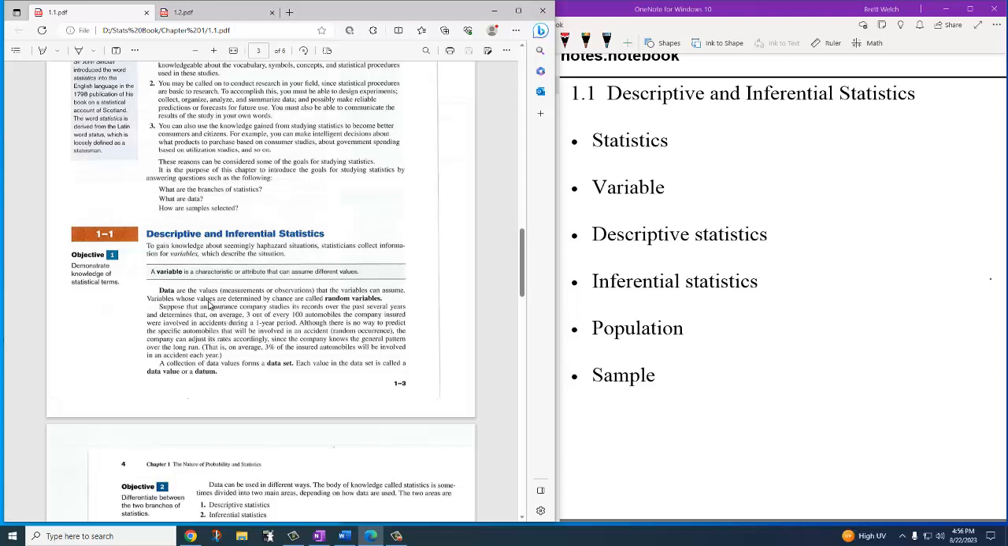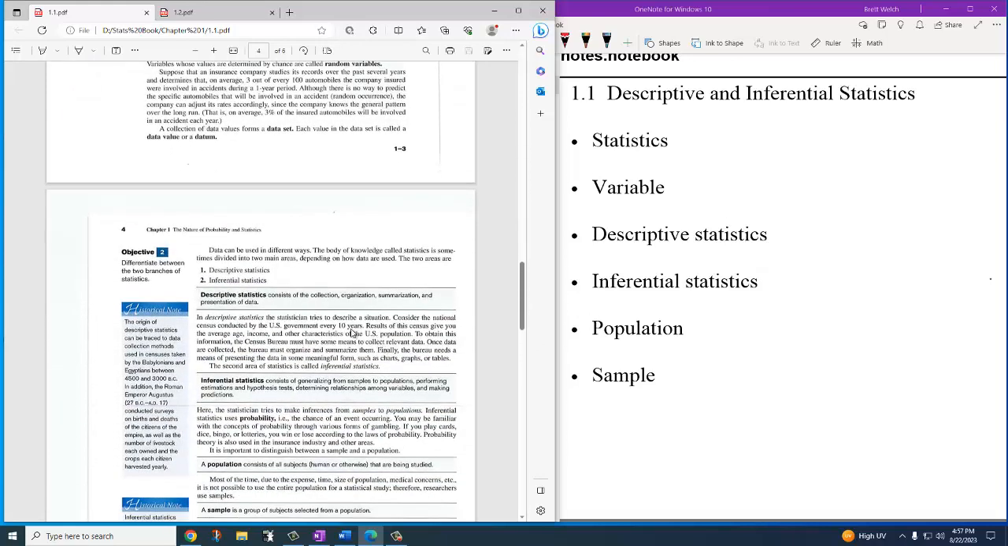This could be your eye color, your height, your age, your income, anything that changes from person to person or from item to item, we can use as a variable. And data are the values of the variable over different samples. So if I selected your height, your specific height would be a data value. Whereas height in general is a variable, the specific heights of individuals would be data points.